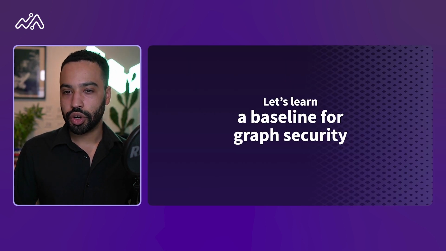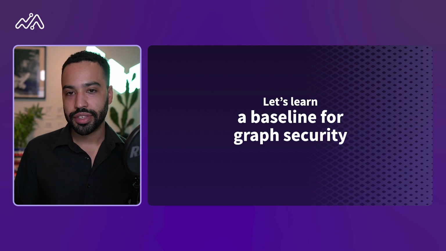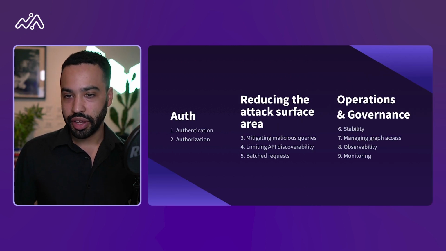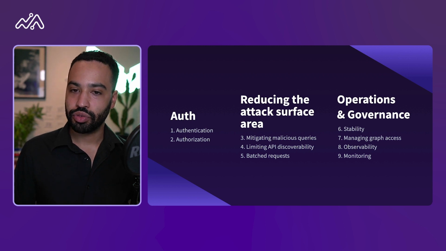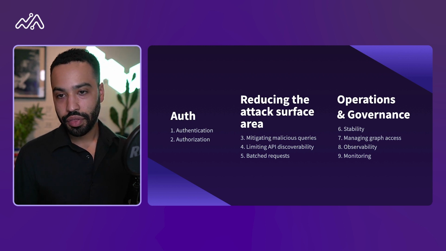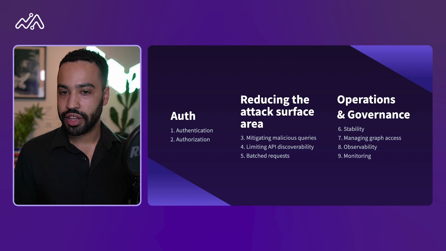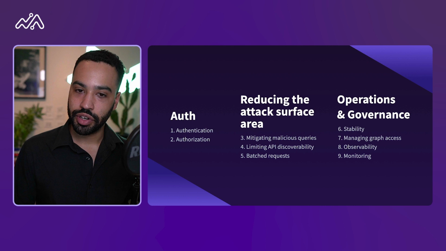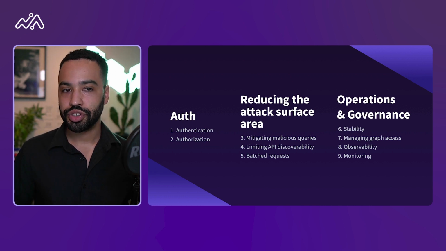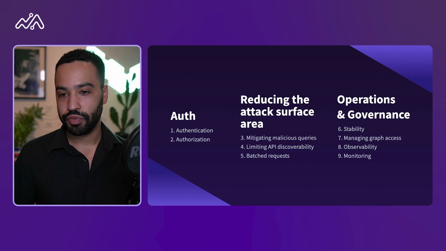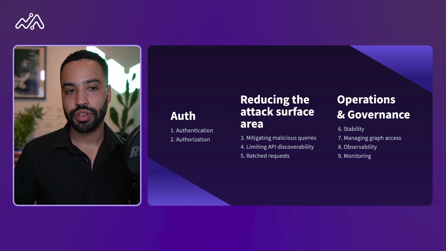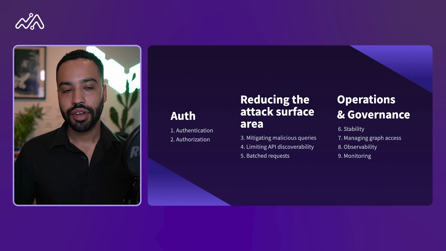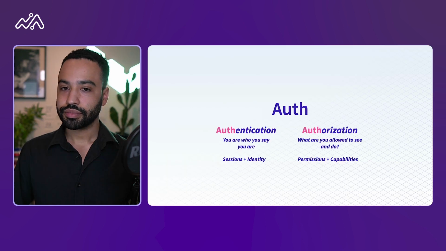So in this talk, we're going to be focused on establishing a baseline for production graph security. Breaking everything we have to discuss into 3 high-level categories: auth, reducing the attack surface area, and operations and governance. We'll take a look at 9 different graph security topics. For each, we'll discuss strategies and share resources that can help you feel more confident about your graph's security in production. All right, let's get into it.